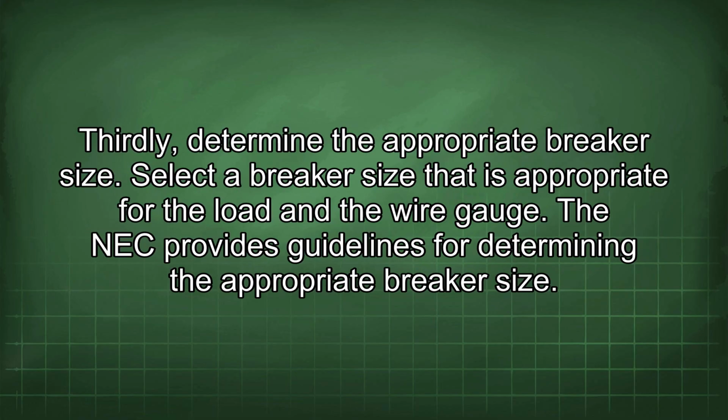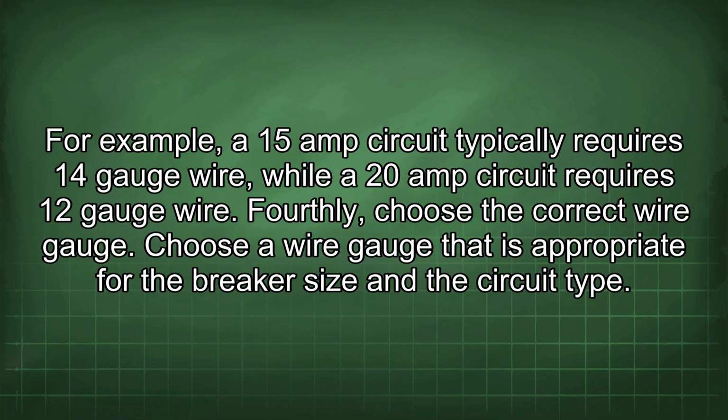Thirdly, determine the appropriate breaker size. Select a breaker size that is appropriate for the load and the wire gauge. The NEC provides guidelines for determining the appropriate breaker size. For example, a 15 amp circuit typically requires 14 gauge wire, while a 20 amp circuit requires 12 gauge wire.